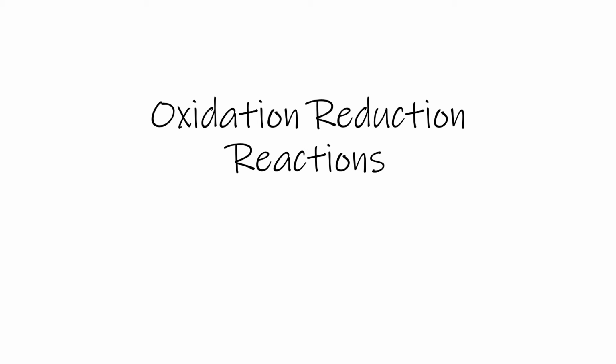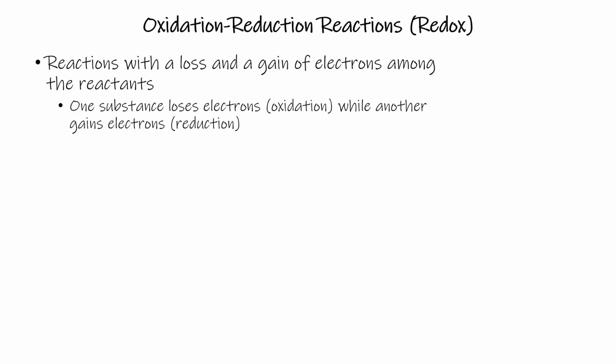In this video, we're going to look at oxidation reduction reactions and learn how to determine what was oxidized and what was reduced. Okay, to begin with, oxidation reduction reactions are reactions that have a loss and a gain of electrons among the reactants. So one of the reactants is going to lose electrons, and that's oxidation, while the other is going to gain electrons, and that is known as reduction.